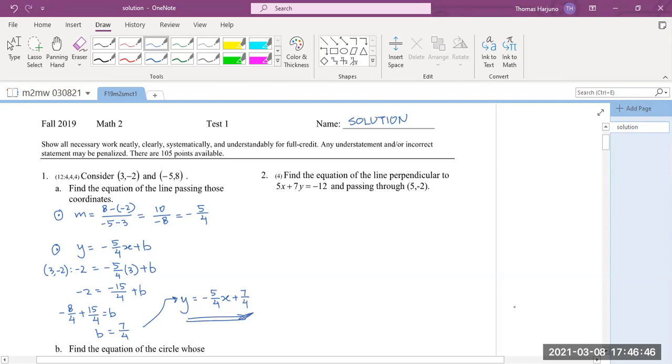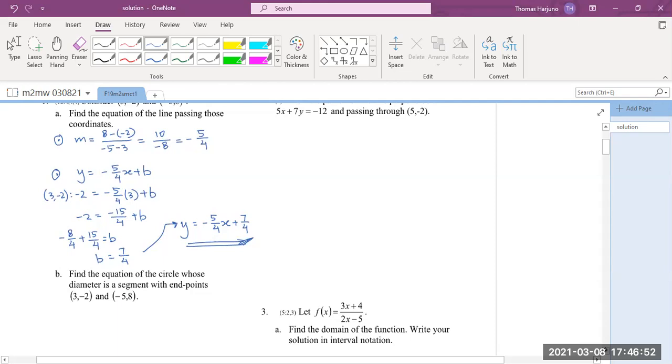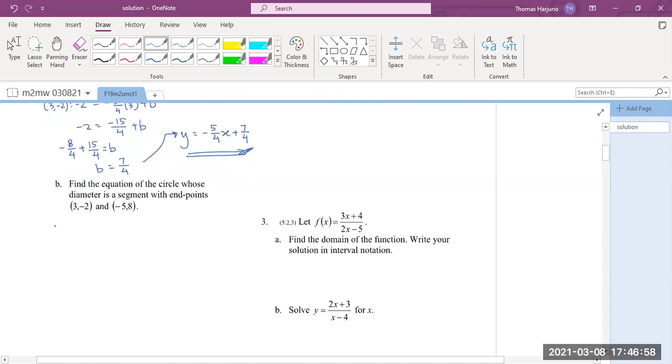That's part A. Part B. Find the equation of a circle whose diameter is a segment with those endpoints. So I need to first find the midpoint. The midpoint is x1 plus x2 over 2 and then y1 plus y2 over 2, that is negative 2 over 2, and then 6 over 2, that is negative 1 comma 3. Right, let's visualize that.